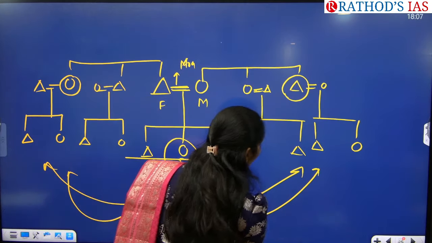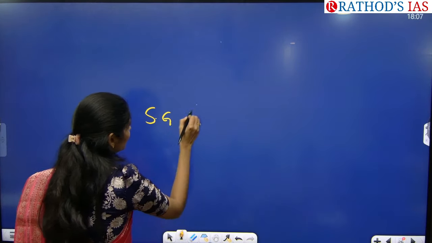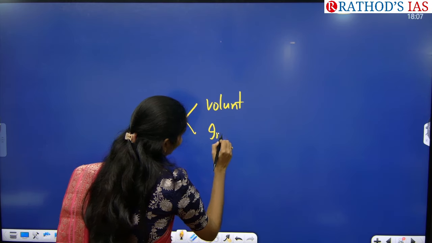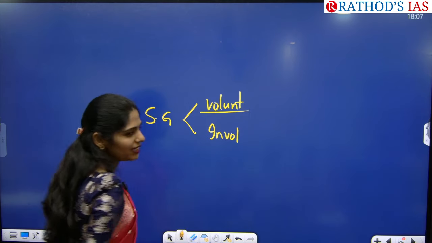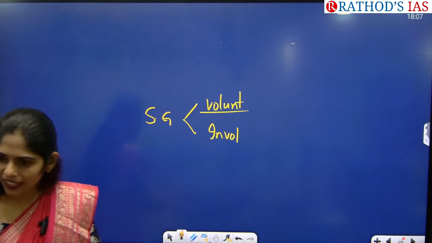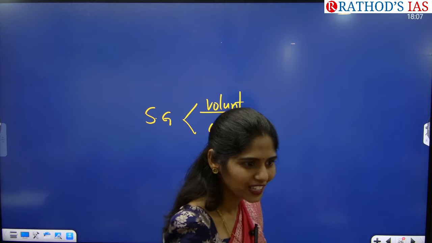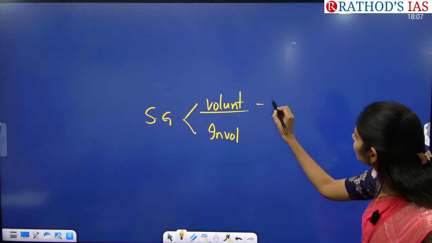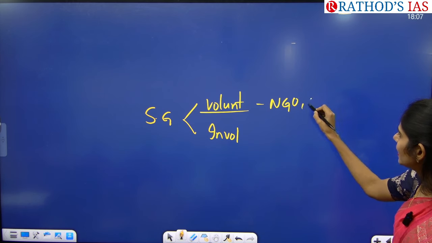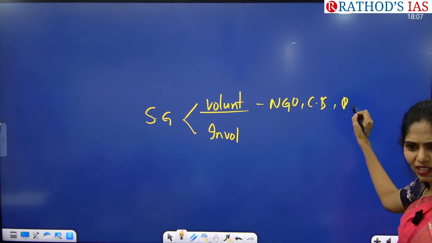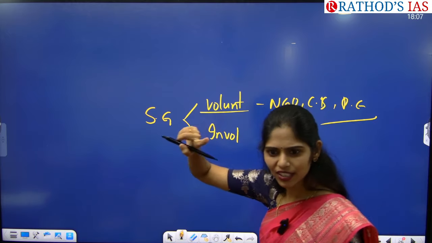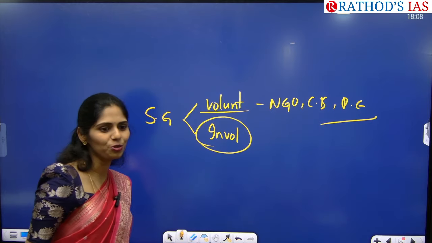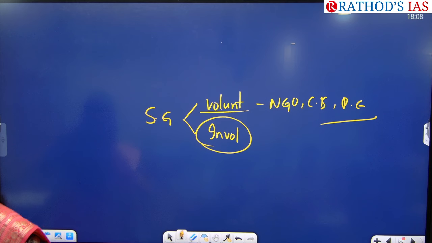Okay. So social groups can be formed through voluntary or involuntary means. Voluntary means by their wish and will, they will come and form a group. Give examples. Yes, NGO, civil society, pressure groups, these parts that you had completed in your governance, right? And what about involuntarily formed social groups? That means without your will and wish.